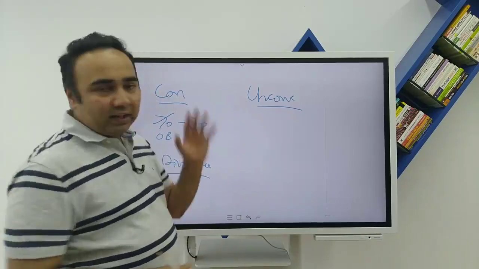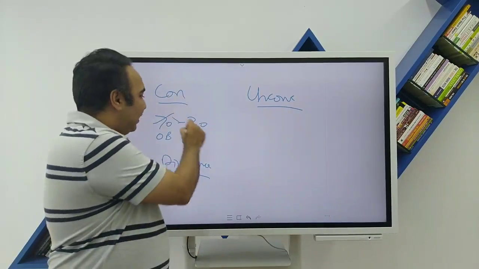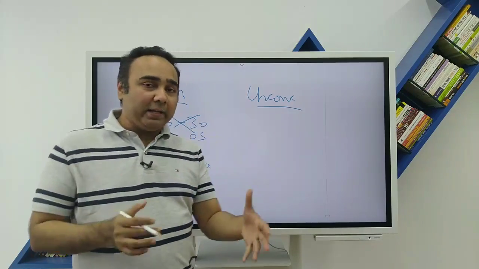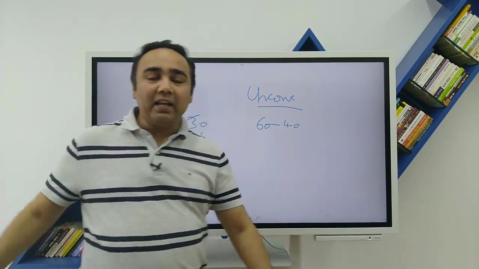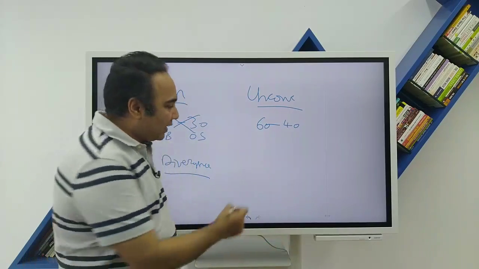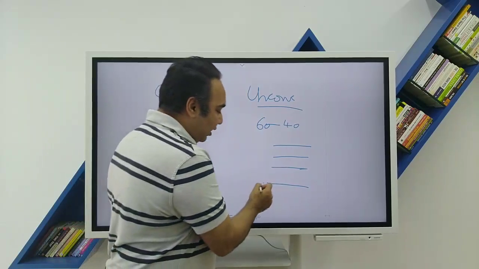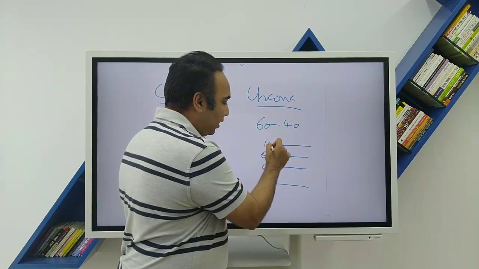Sorry for the handwriting. This unconventional RSI completely disregards overbought and oversold. It covers only something called 60-40 RSI. What is 60-40 RSI? It divides the whole thing into three parts. Let's say your RSI scale is 0, 40, 60, and 100.